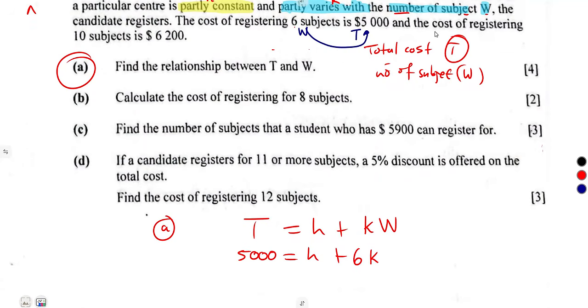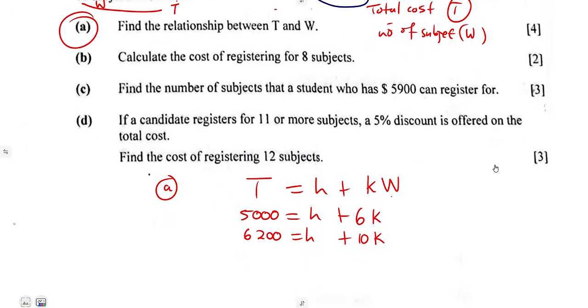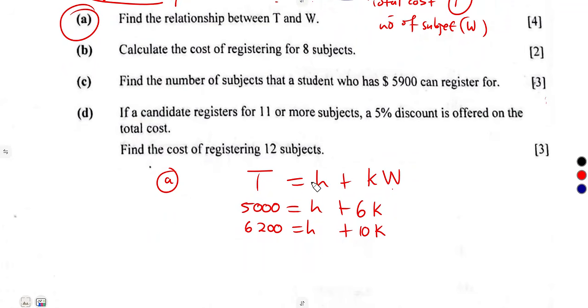The second condition, the cost of registering is given for 10 subjects, the total and number of subjects. Total cost is 6,200 for 10 subjects. So that's 6,200 equals H plus 10K. Here we have a relationship that has H and K, but they just want T and W. So you are supposed to solve for H and K.